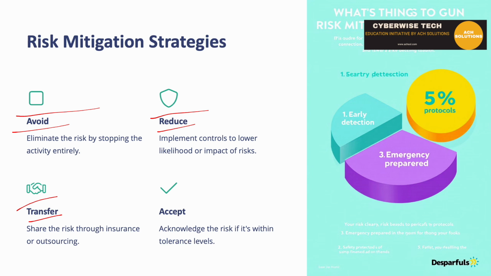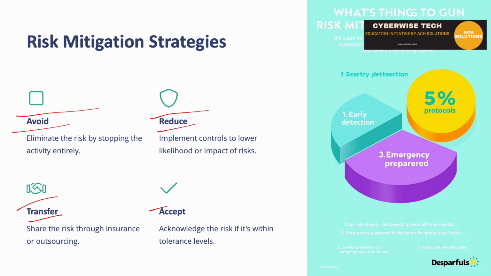The next is transfer. This is like sharing the risk, for example, through insurance. Sometimes one of the common risks in any company is a fire hazard. So what happens in the case of fire? There is a property loss and all. So when you take things like insurance, you share or transfer the risk with the insurance company. So the impact of the risk on you becomes less.